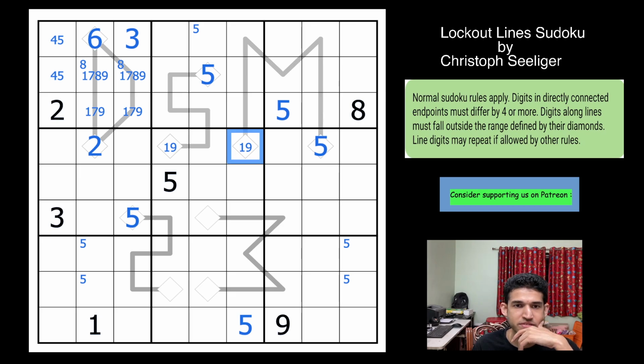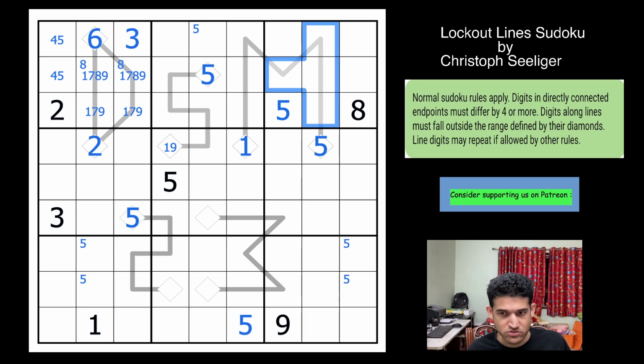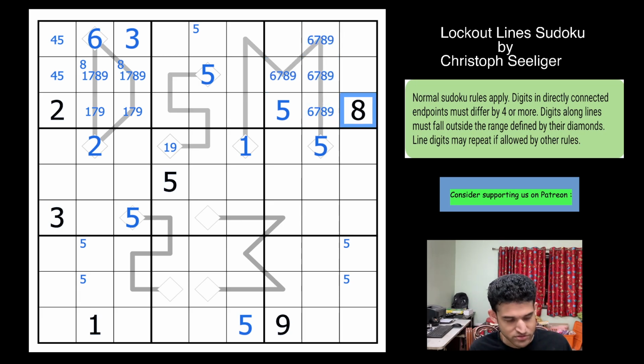So let's start with this cell because you have 8 here. Can you have a 1 here? Which means that none of these cells can be 1, 2, 3, 4, 5. So they must be 6, 7, 8, 9. There are 4 cells in here, but 8 is ruled out.